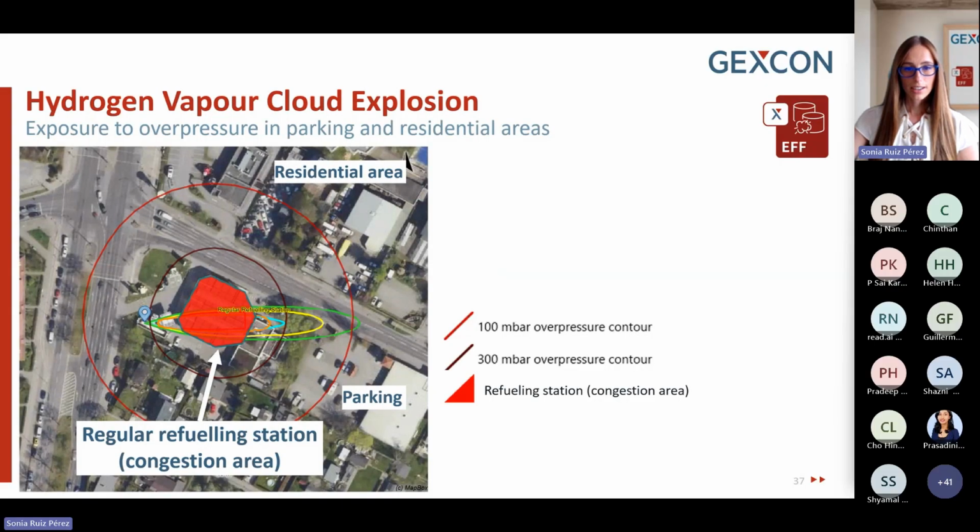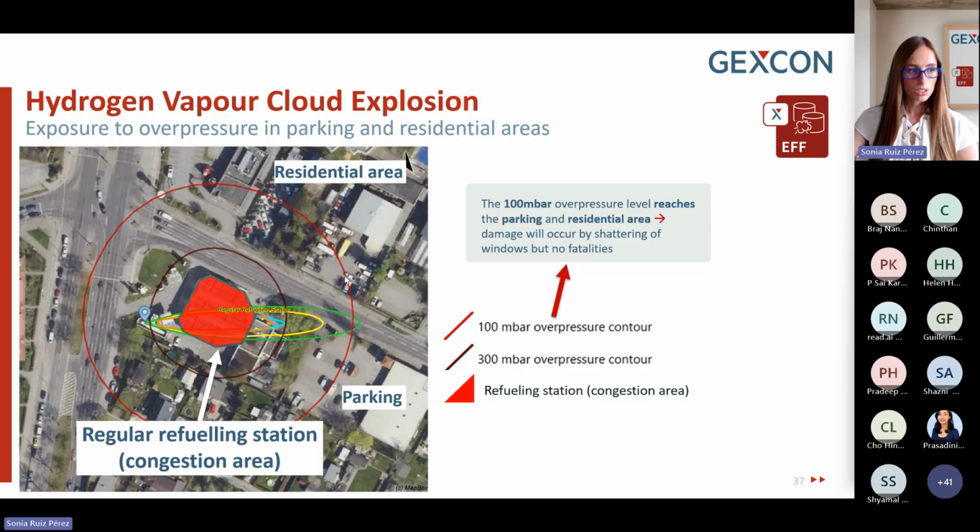We can also use EFFECTS to analyze the potential impact of a hydrogen vapor cloud explosion on the surrounding areas, especially the parking and the residential zones near this hydrogen refueling station. If the hydrogen cloud gets in the way of the regular refueling station, which is marked in red, this will act as a congestion area, which will be responsible for a very strong blast. EFFECTS reports the extent of different overpressure levels, such as the 100 millibar contour, which is this one over here.